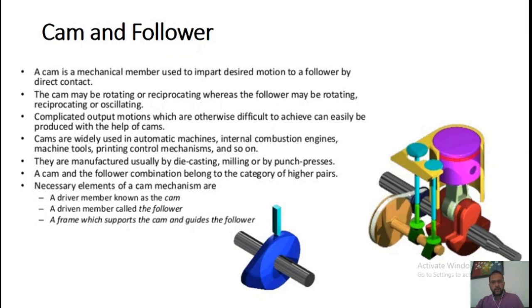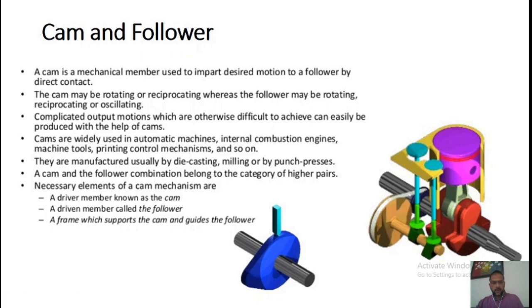Before going to draw the cam profile and the displacement diagram, it's always better to know some of the basics of cams and followers. First of all, what is a cam? A cam is a mechanical member used to impart desired motion to a follower by direct contact. As you can see in this figure, the blue one is a cam and the light blue one is a follower. When power is given to this shaft, it rotates the cam, and the cam imparts the motion to the follower.